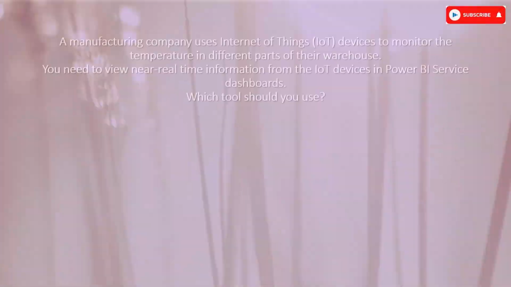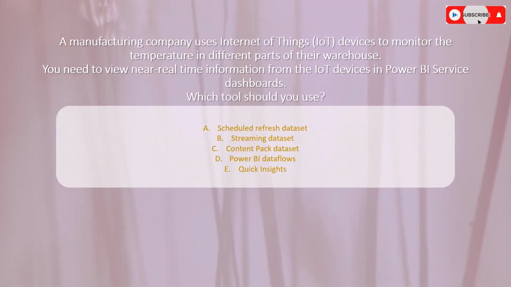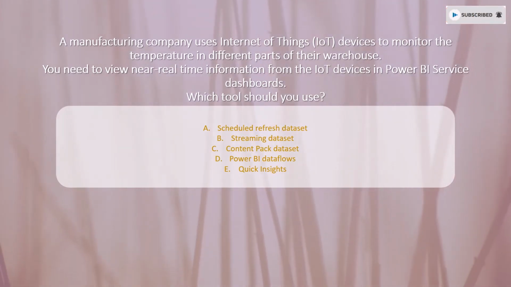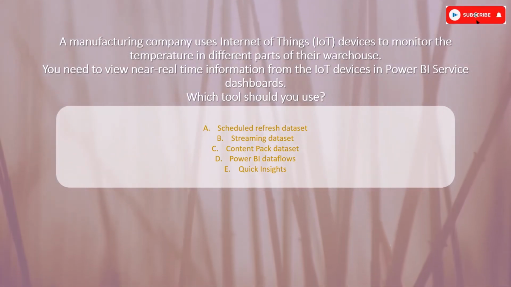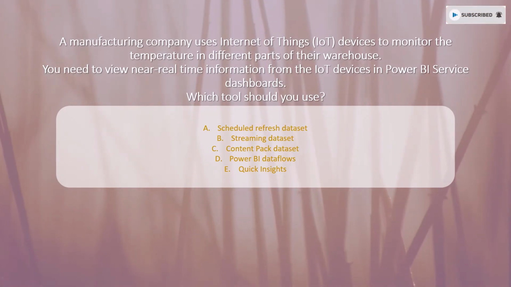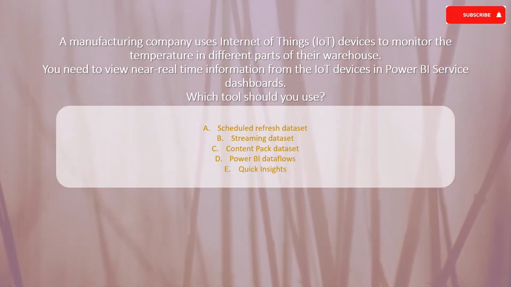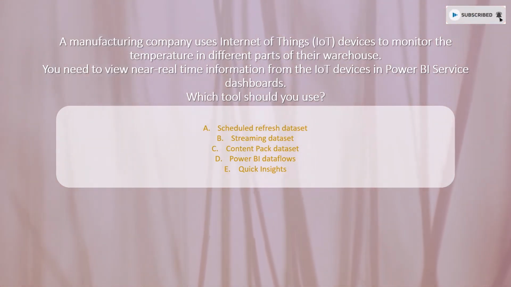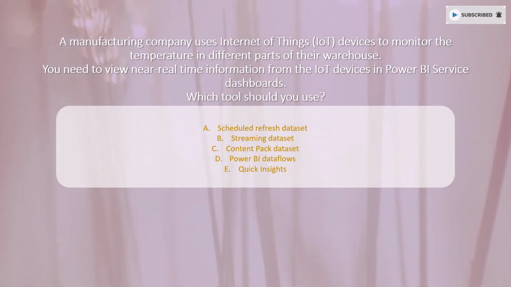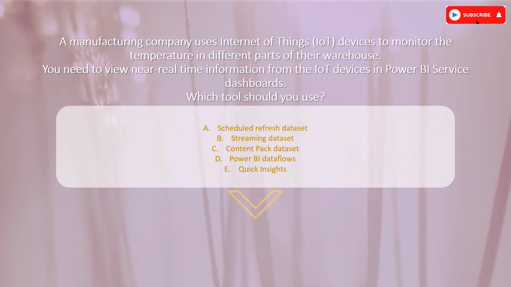A manufacturing company uses Internet of Things (IoT) devices to monitor the temperature in different parts of their warehouse. You need to view near real-time information from the IoT devices in Power BI service dashboards. Which tool should you use? A. Schedule refresh dataset. B. Streaming dataset. C. Content pack dataset. D. Power BI dataflows. E. Quick insights. The answer is B. Streaming dataset.